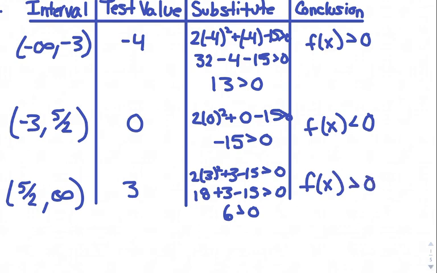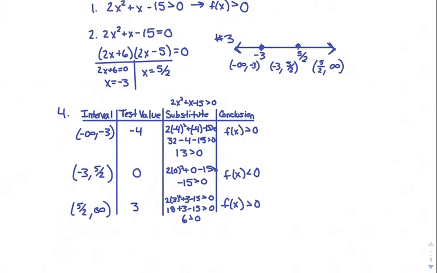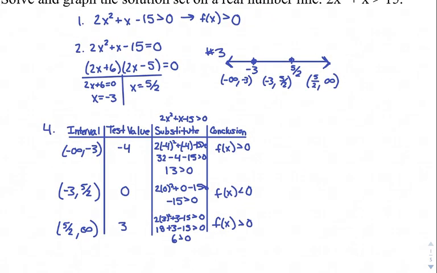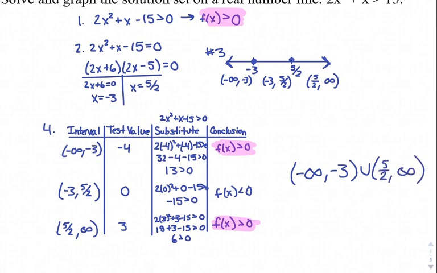So I'm done with my chart. Now I just have to figure out what my solution is. In the first step we said f of x is greater than 0, so what we're looking for is where it says f of x is greater than 0. And I have those two intervals. Therefore my solution is the intervals negative infinity to negative 3 and 5 over 2 to infinity. Those are my two solution sets. That's all I have to do.